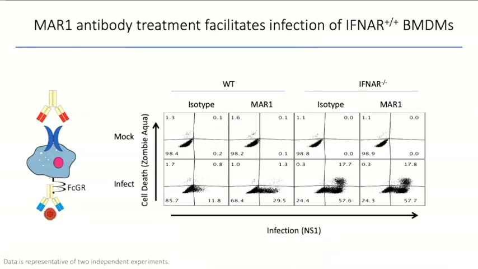In a parallel experiment, cells that were treated in the same fashion with isotype and MAR1 were harvested at 48 hours post-infection, stained for NS1, and analyzed by flow cytometry. IFNA-deficient cells treated with both isotype and MAR1 were robustly infected. However, MAR1 treatment was able to markedly increase rates of infection as measured by NS1 staining in wild-type BMDMs. Rates of infection were approximately threefold higher when cells were treated with MAR1 than when cells were treated with an isotype control treatment.